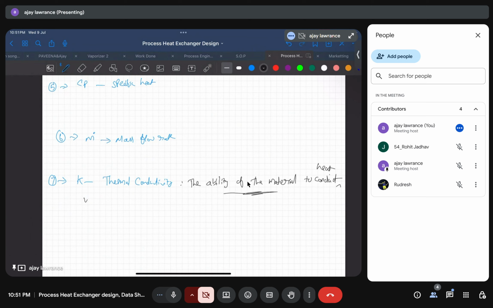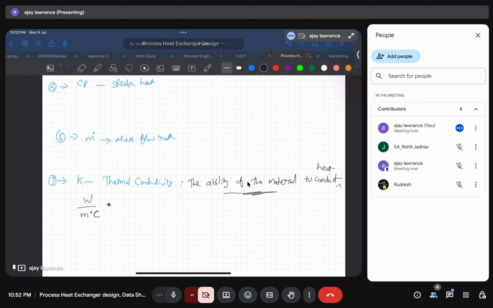And what is the unit? Watt per meter Kelvin you can use, but I'll always use degree Celsius. In our industry, in most of the industry, we use degree Celsius only. We don't use Kelvin unless it is a problem. But you can write Kelvin also here. Okay, so watt per meter Kelvin. So based on the unit, what is the definition?